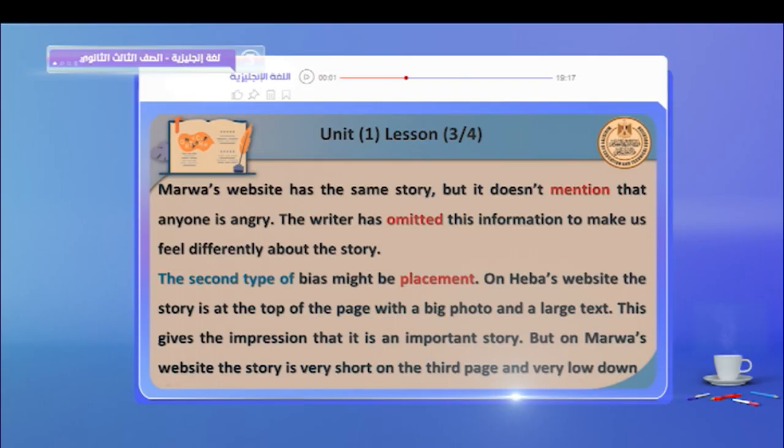كل الناس هتشوفها. This gives the impression that it is an important story. But on Marwa's website, عملنا إيه بقى في Marwa's website?